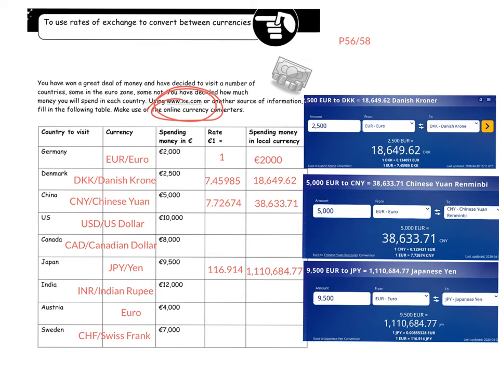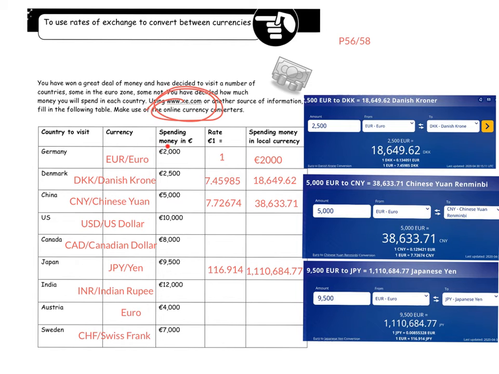Okay, so let's say if we want to change euro to Danish krone, we put 2,500 euro in here. You can just scroll it down or you can type it. The shortcut is enough, and then press the yellow button and it shows you straight away the rate, which you need to fill in here, and then you have the answer ready to go. Okay, you don't have to calculate anything, everything you can check on the website straight away.